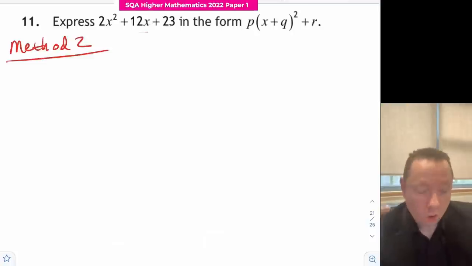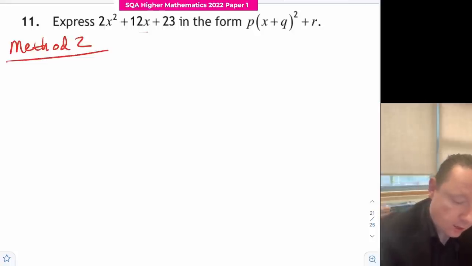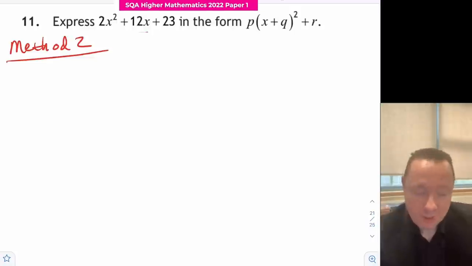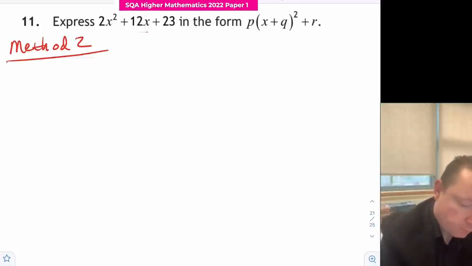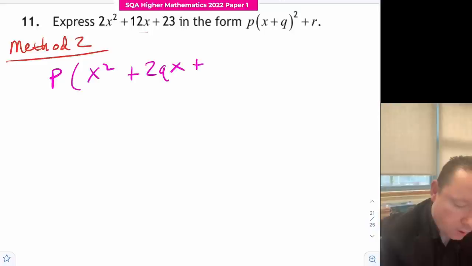Okay, another optional method that you could use for this, but not often I've seen taught, is to start from this point and expand it and then equate the terms. I'll show you that method now. So if I've got p(x plus q) squared, that's p times x squared plus 2qx plus q squared, and that is now plus r.